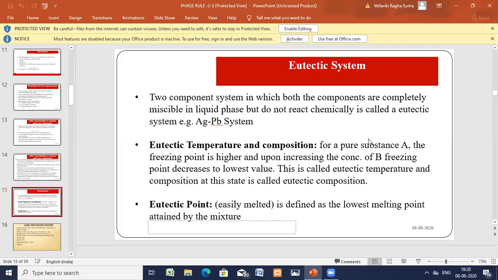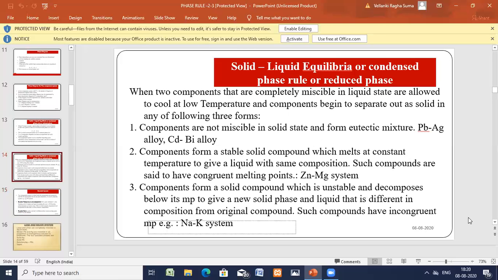What is a eutectic mixture? It is a two component system in which both components are completely miscible. For the lead silver system, you need to know what a eutectic mixture is.